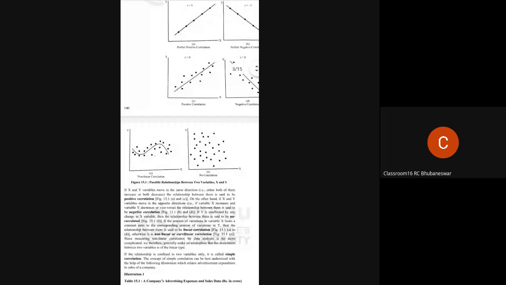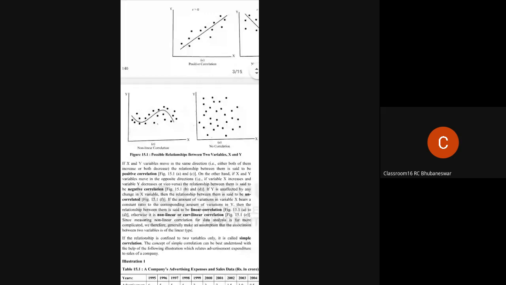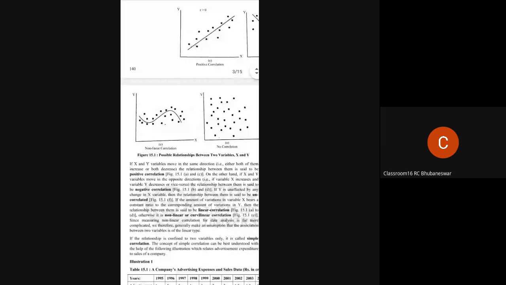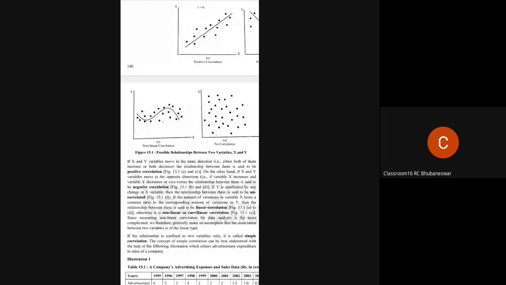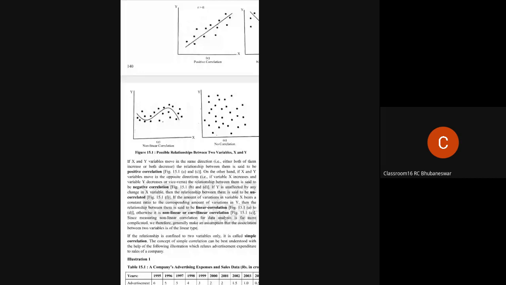The following diagrams are explained in this way. If X and Y, the two variables, move in the same direction, either both of them increase or both of them decrease, then the relationship between them is said to be positive correlation.